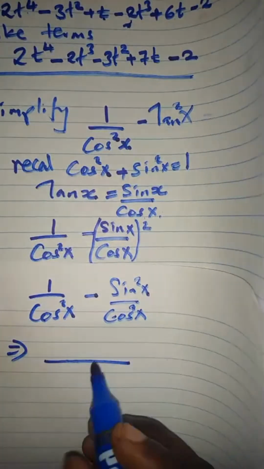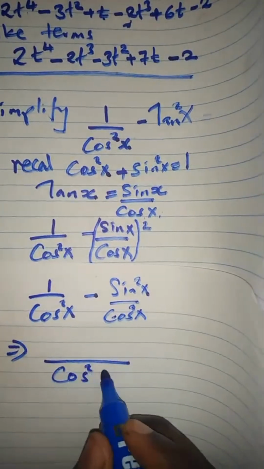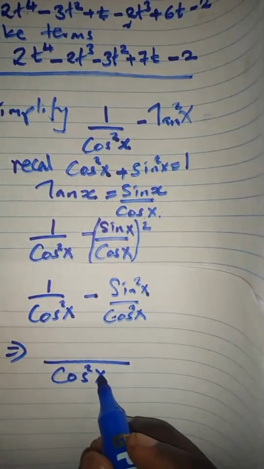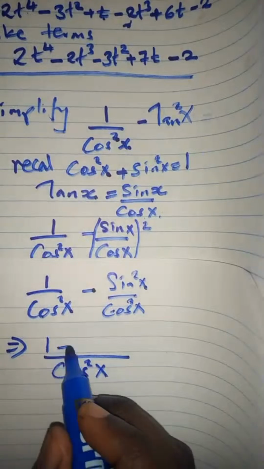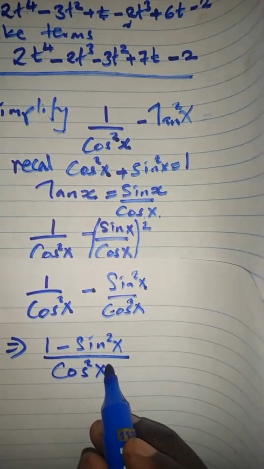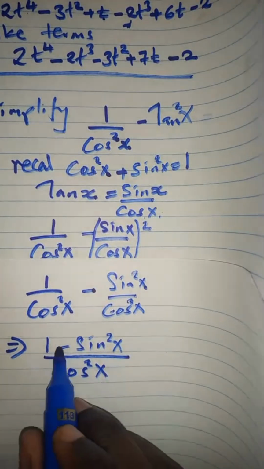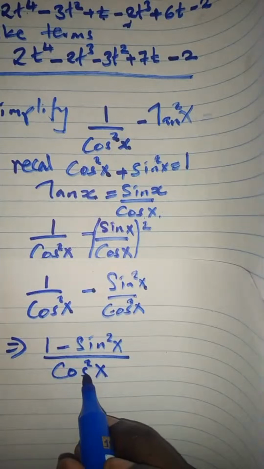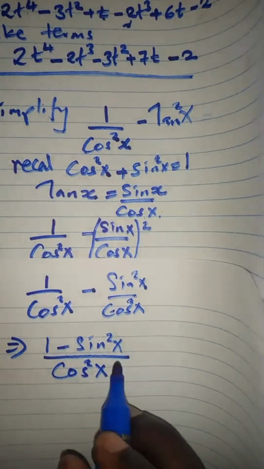So the LCM is 1, so I can write all of them under one fraction. So I have 1 minus sine squared x over cos squared x.